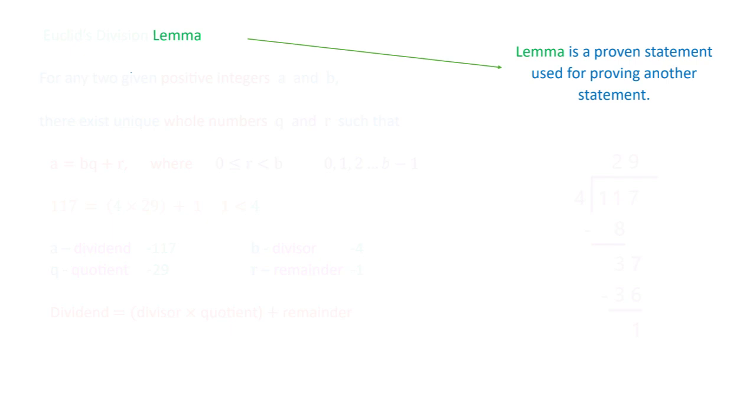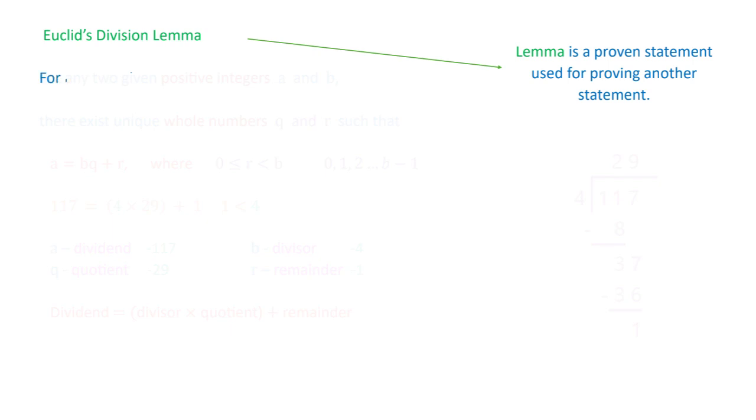So when we are talking about Euclid's division lemma, it is a statement that is already proven, and this Euclid's division lemma will be used to prove some other results. So first of all, we look at the statement of Euclid's division lemma.